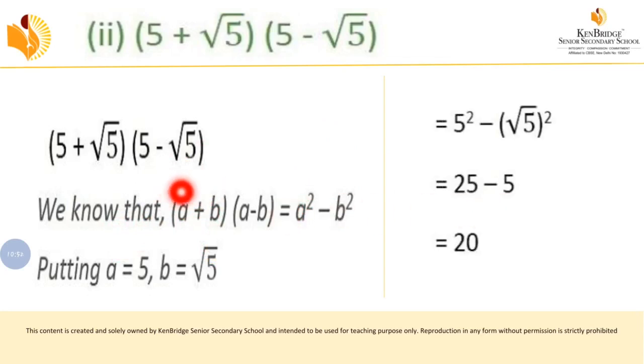So here, (a plus b) and (a minus b) is given in the question. We have to write a squared minus b squared alone. So instead of a, you should write 5, and instead of b, you should write root 5. So a squared minus b squared can be written as 5 squared minus (root 5) the whole squared. Okay, so if you square the 5, you will get 25. And if you square the root, you will get the whole number, that is 5. So 25 minus 5, the answer will become 20. Okay, so let's see the next one.